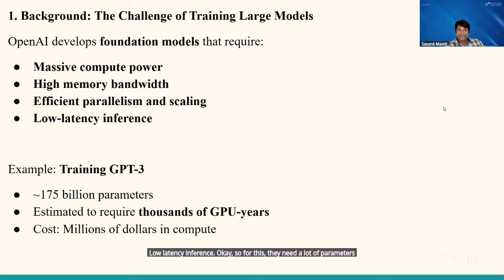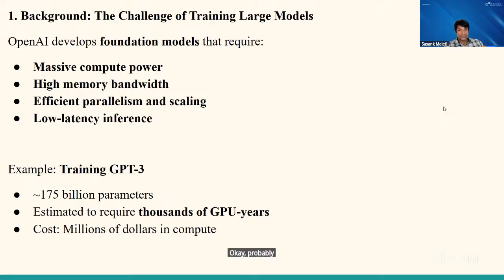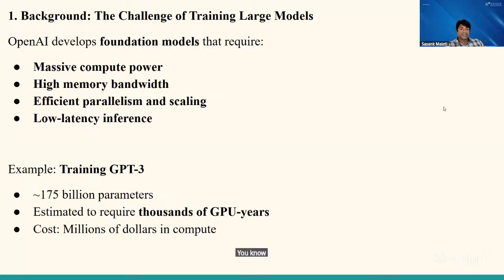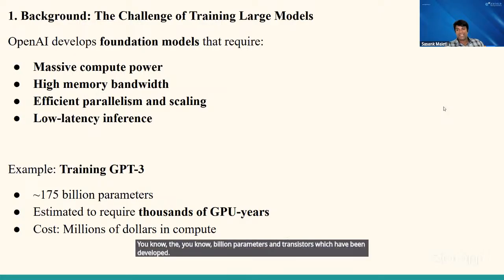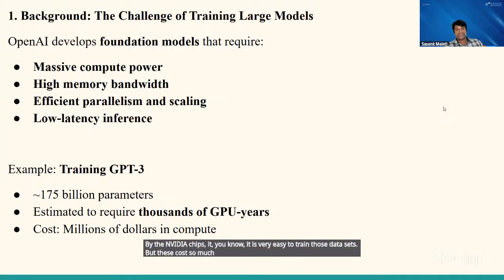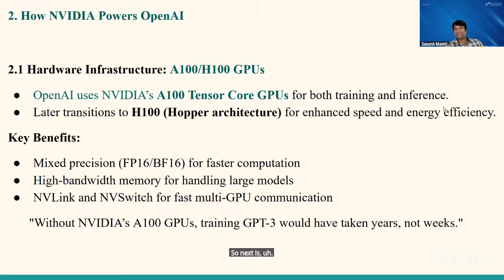There is one word which is called transistors. Probably you would have heard. This requires thousands of years to train, but because of the billions of parameters and transistors which have been developed in the Nvidia chips, it is very easy to train those data sets, but it costs so much to build them. So next is how Nvidia powers OpenAI.